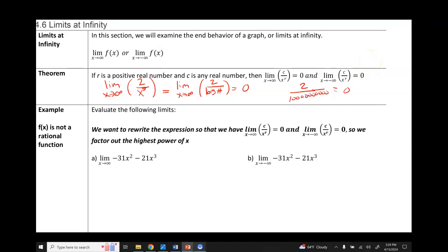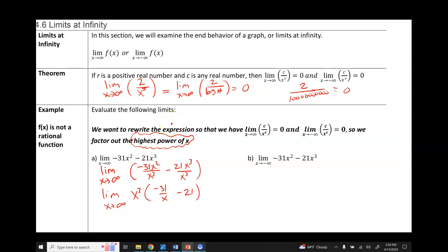So based on that, we are going to evaluate the following limits. And the trick here is we're going to rewrite each expression so that we have c over x to the r, where c is a constant. And the best way to do it is to divide each term by the highest power of x. So like in this example, the highest power of x is x cubed. So we're going to divide each term by an x cubed.